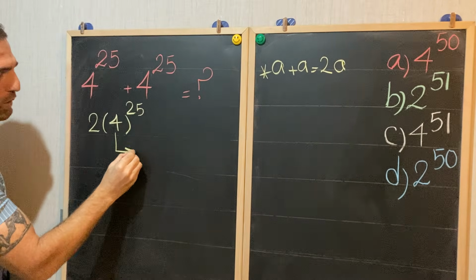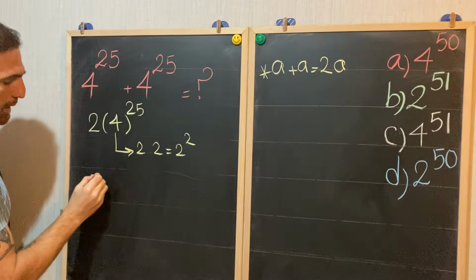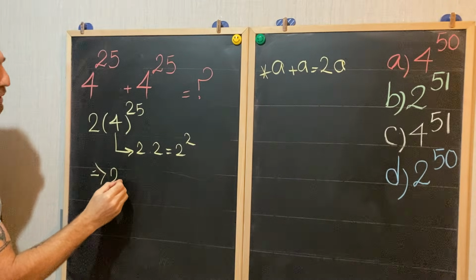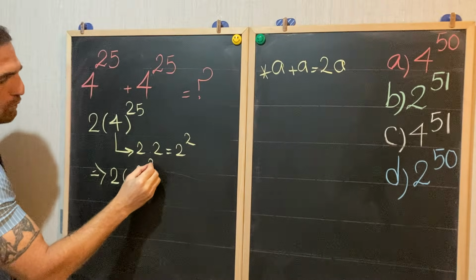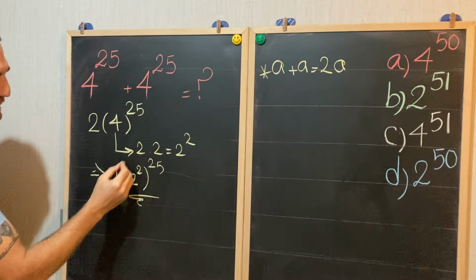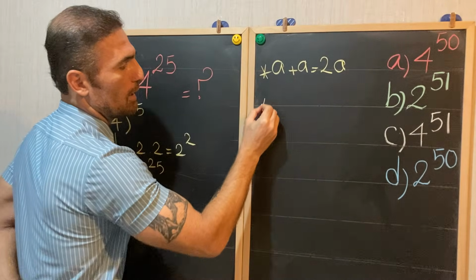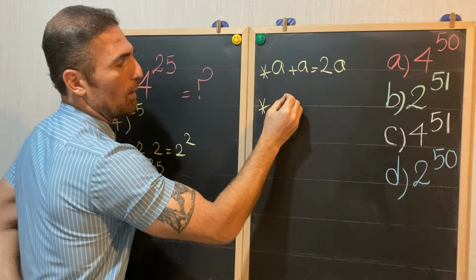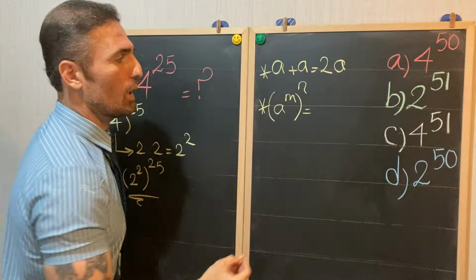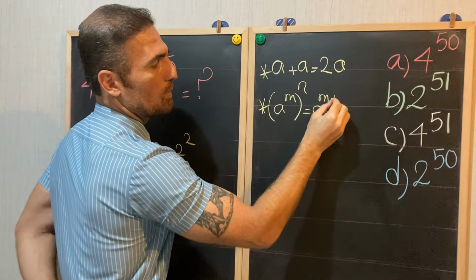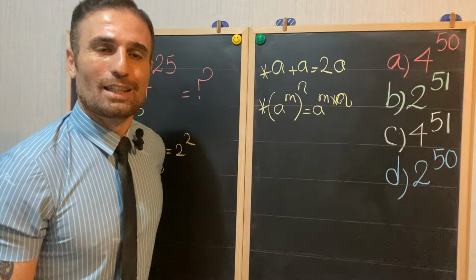As you know, 4 equals 2 times 2 equals 2 to the power of 2. Therefore, it's going to be 2 times 2 to the power of 2 raised to the power of 25. But what is the answer of 2 to the power of 2 raised to the power of 25? Next rule, it says a to the power of m raised to the power of n equals a to the power of m times n. Now we are going to use this rule to continue the solution.